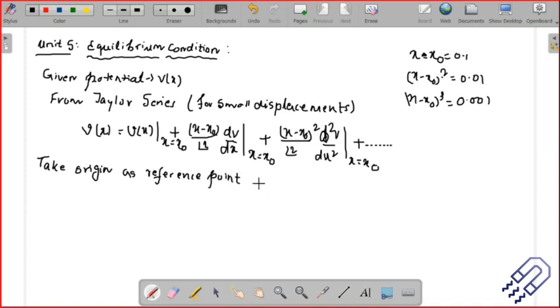Okay, so take the origin as the reference point. That means if x is equal to x naught at the origin, this value would be more or less 0. So there is no change at that particular point.